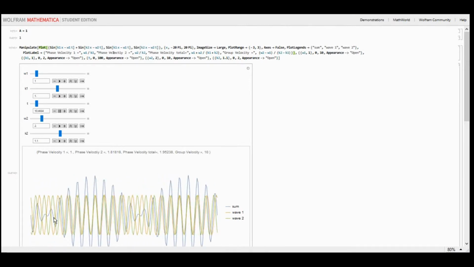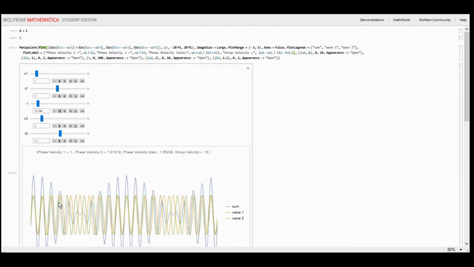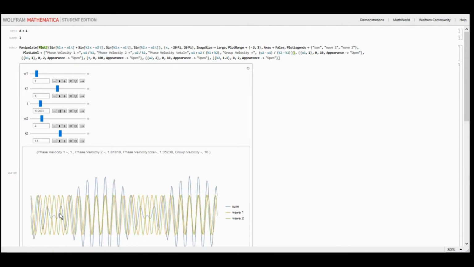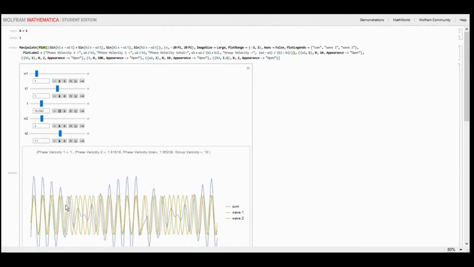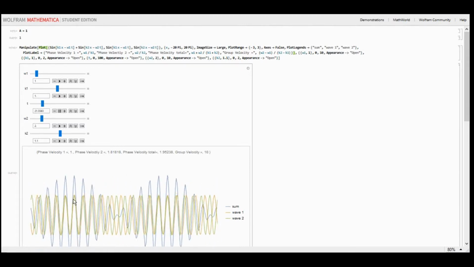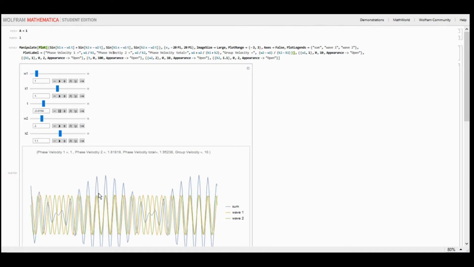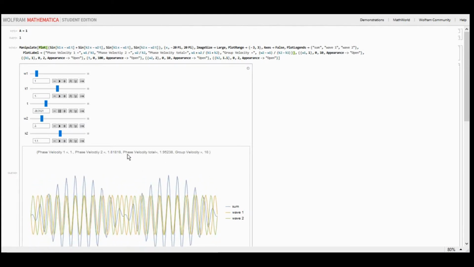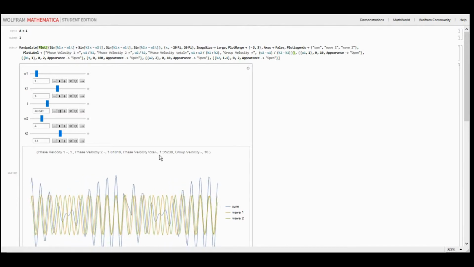And it's hard to do here, but if you could pick a point on this blue wave and follow it, it'd be traveling a little bit faster than the green wave, but it'd still be going slower than the envelope, because that's the phase velocity I'm talking about here.